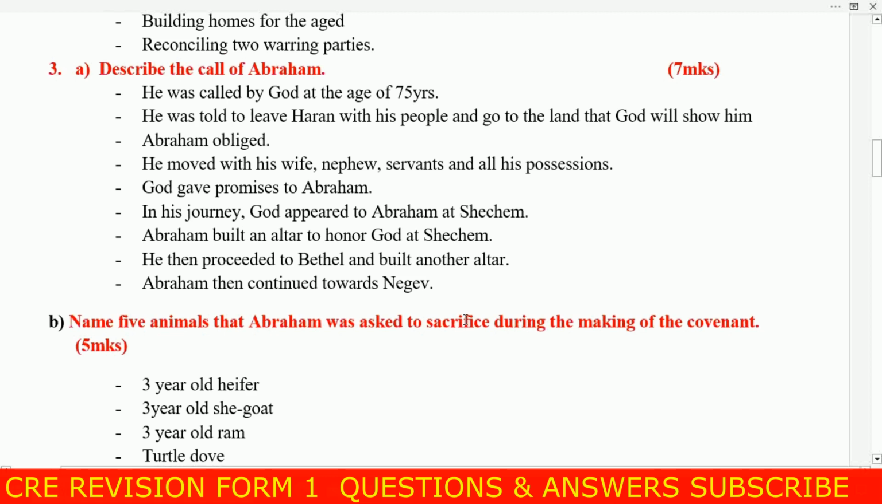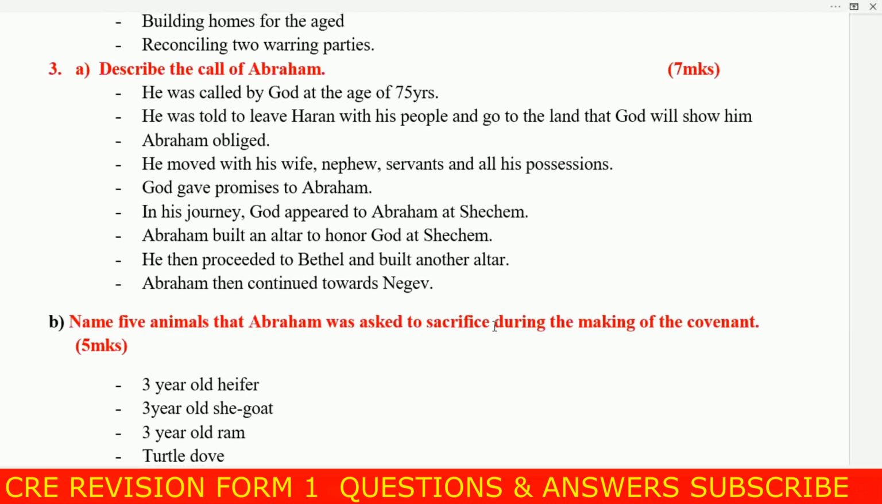Next, God gave promises to Abraham. Next, in his journey, God appeared to Abraham at Shechem. Abraham built an altar to honor God at Shechem. Next, he then proceeded to Bethel and built another altar. Next, Abraham then continued towards Negev.